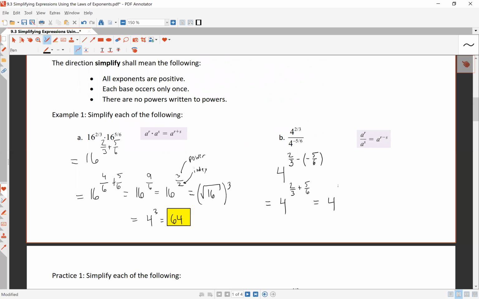2/3 is 4/6 added to 5/6 becomes 4 to the 9/6. And 9/6 reduces down to 3/2. And now we have the index on the radical is a 2, or a square root. And we cube that result, giving us square root of 4 is 2, cubed, which is 8.